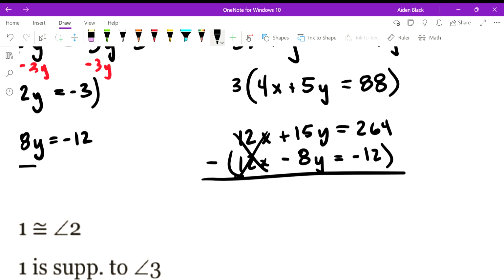15y minus negative 8, so 15y plus 8 is 23y. 264 minus negative 12, that's 264 plus 12, which will give us 276. And now this is quite easy, right? This equation is much easier to solve. Let's do 276 divided by 23. We find out that y equals 12.